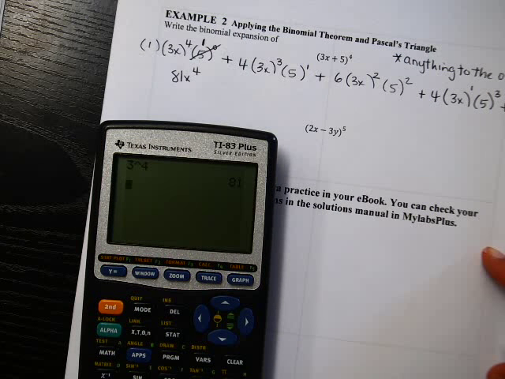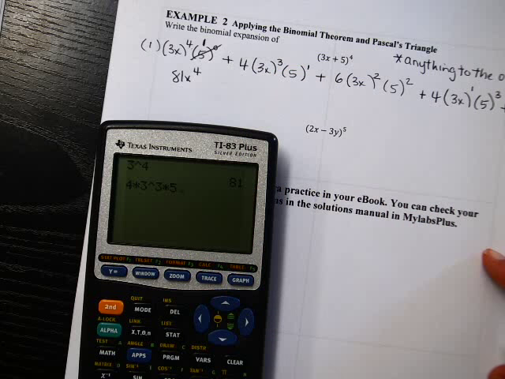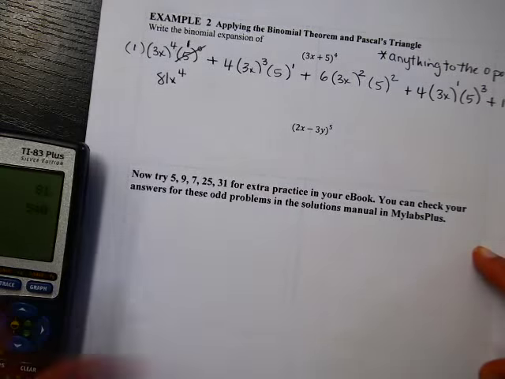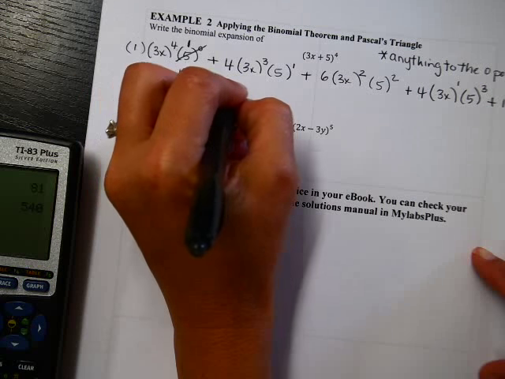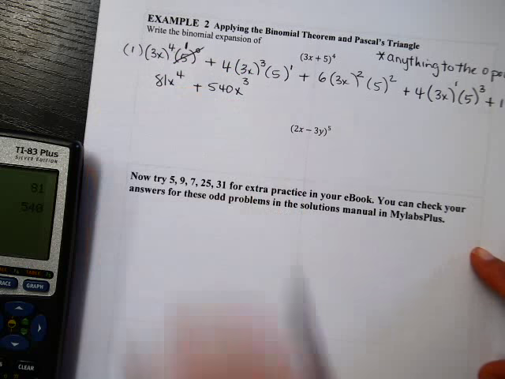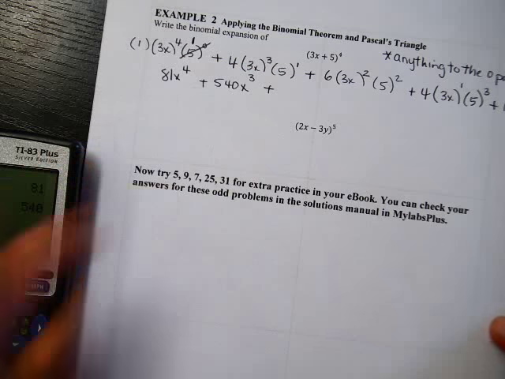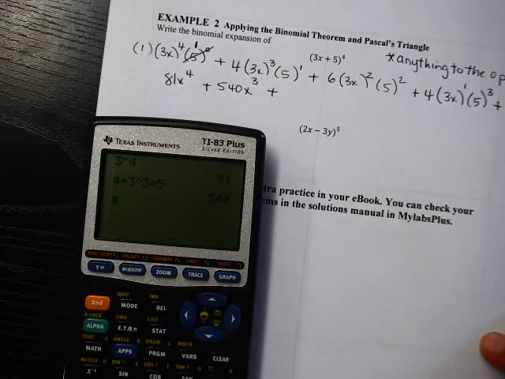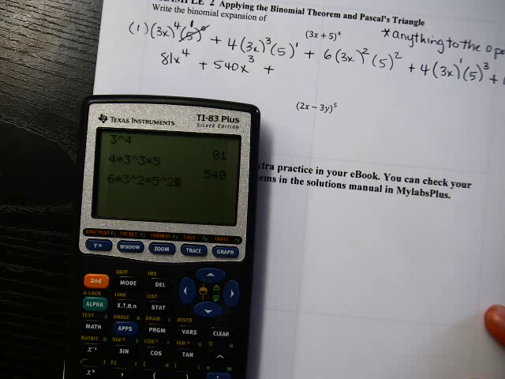I've got 4 times 3 to the 3rd times 5. And it's to the 1 power. So I'm just letting my calculator do all that for me. That's 540. So 540 x to the third. I'm just going to keep going all the way across. 6 times 3 squared times 5 squared.